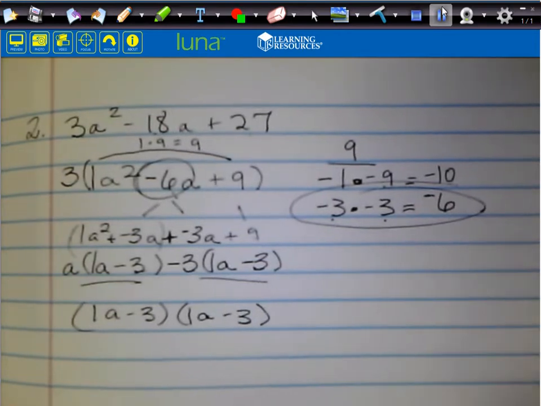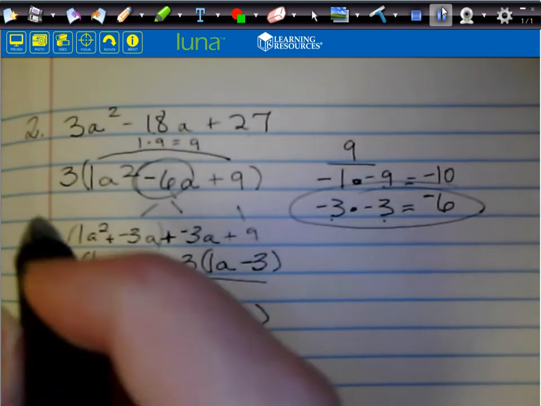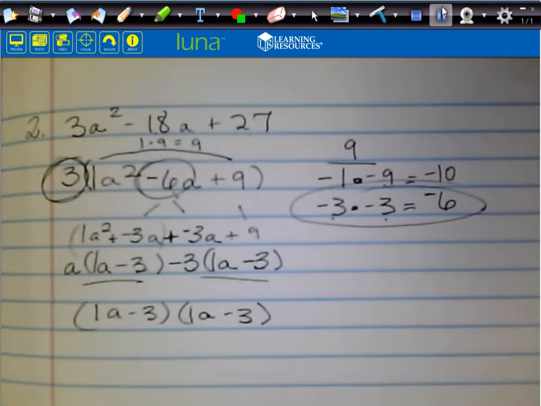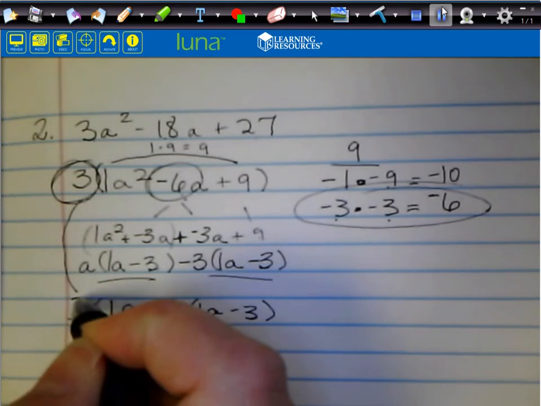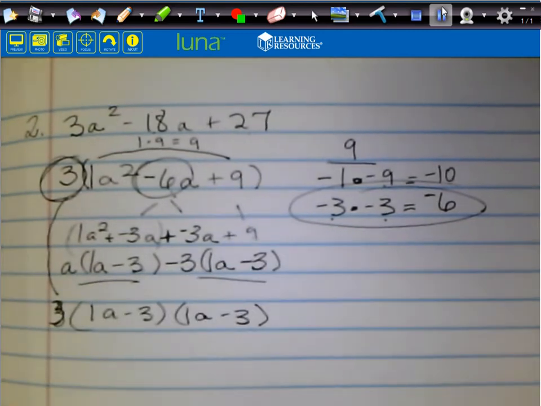Now, I'm not quite done because I have to remember I factored out this 3 up here, so I have to bring this 3 down and put it in front of my two groups. And because this one is a little bit different than the one we just did, I'm going to go ahead and check this one with you and show you how to check when we have a number in front.